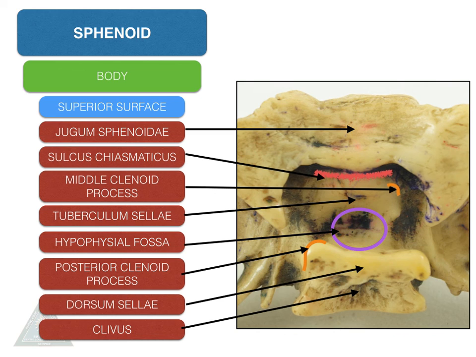Behind it, we have the dorsum sellae. The lateral end of the dorsum sellae is projected to form the posterior clinoid process, which has the attachment of the attached margin of your tentorium cerebelli. Behind it, it descends down to form a smooth clivus, which is related to the upper part of the pons.